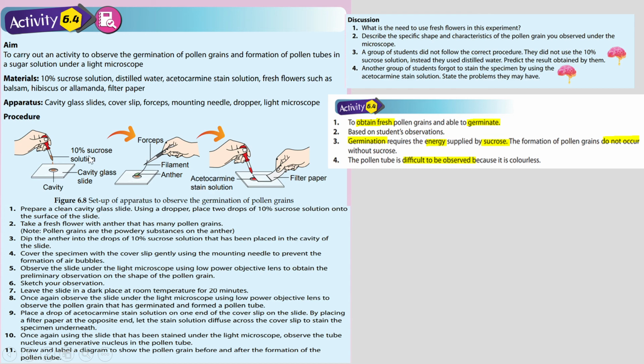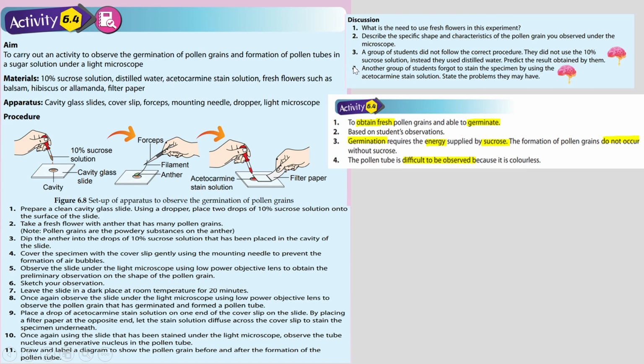Now you have to think, why is this sucrose solution significant? Because we want germination to happen. Germination requires energy, and this energy is supplied by sucrose. Therefore, without sucrose, germination of pollen grains does not happen, because germination requires energy.